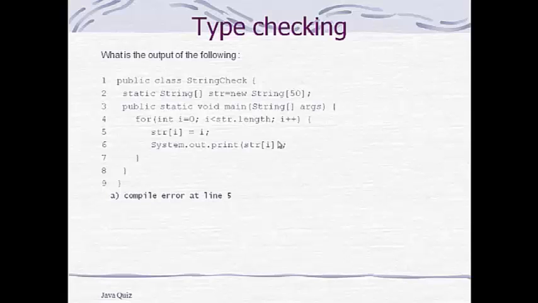Does it give a compile error, or does it print the numbers, or compile error at this line number 6, or does it print null 50 times?